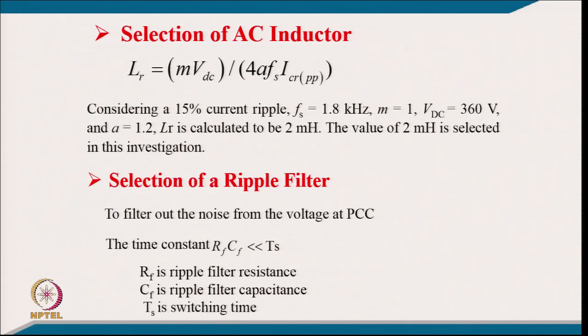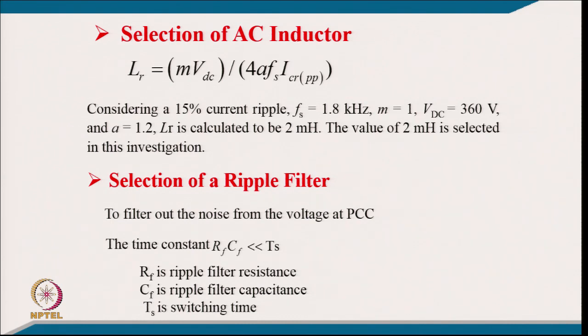Well, for the selection of interfacing inductance, the formula is like a single phase voltage source inverter. The formula of ripple current of single phase will be applicable here. So this interfacing inductance for the single phase voltage source converter will be M VDC upon 4 a F fs I ripple current, typically peak to peak. So, considering 15% ripple, switching frequency 1.8 kilohertz, modulation index 1, VDC 360 and a equal to 1.2, Lr is calculated as a little less than 2 millihenry, and we can select 1.2 millihenry for this.